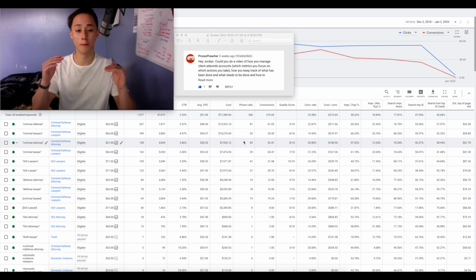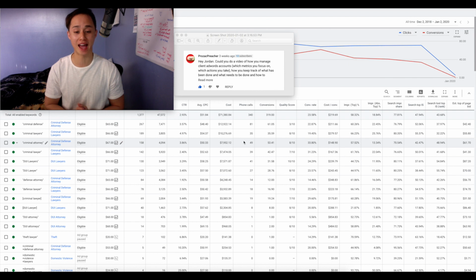All right, what Google metrics should you be looking at when you are looking to optimize your Google ad campaign?